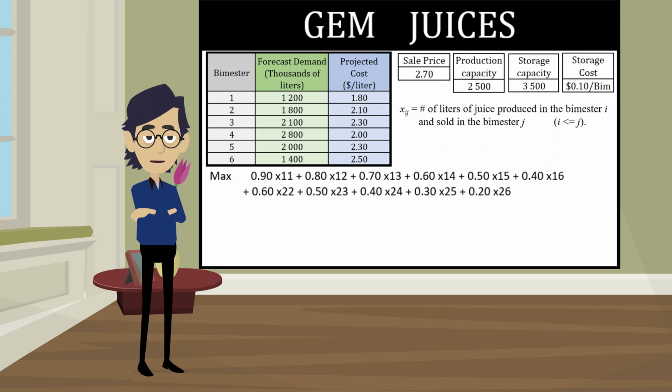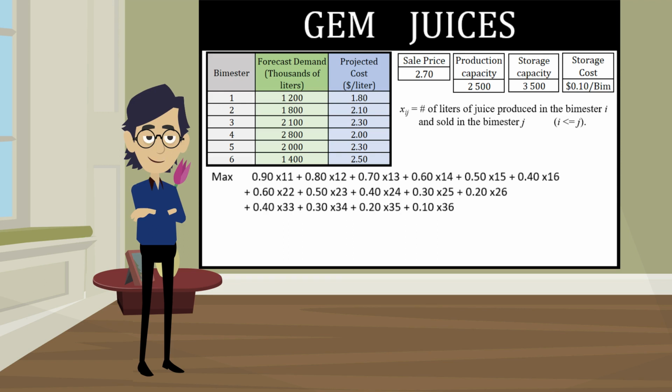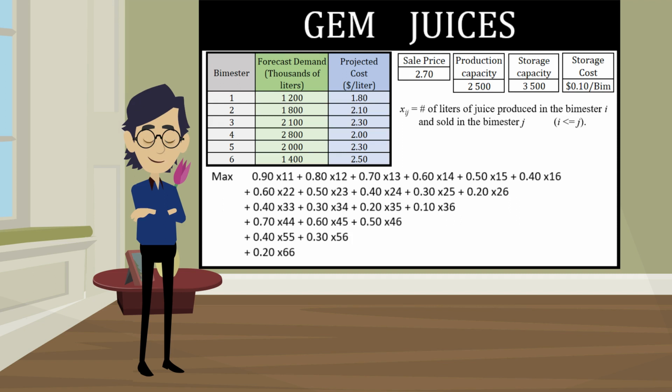Now, you will get the profits of those liters that are produced in the third bimester. And we can continue this way, until we get the expression that represents our objective function is the following. Now, we must think about our constraints. We will have constraints about the production capacity, storage capacity, and demand.